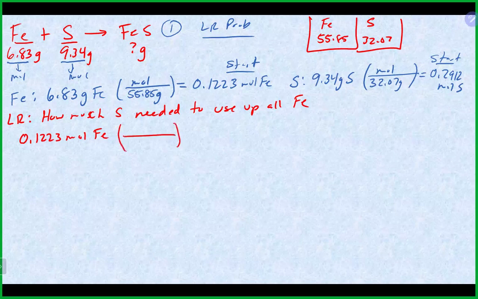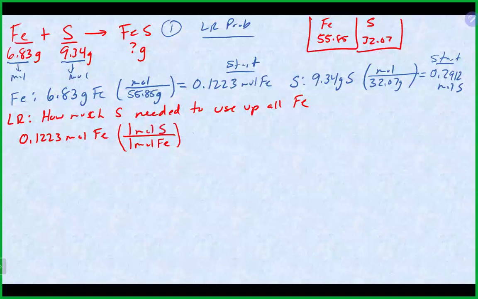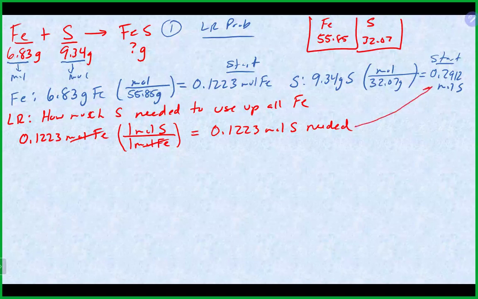So 1 mole of iron on the bottom gives me 1 mole of sulfur up on top. The moles of iron will cancel, and that gives me 0.1223 moles of sulfur actually needed. Any question on that calculation? Now I'm going to compare the moles of sulfur needed to the moles of sulfur I'm starting with. Do I have enough sulfur in this case? I am starting with 0.29 moles and I need 0.12 moles, so I do have enough.